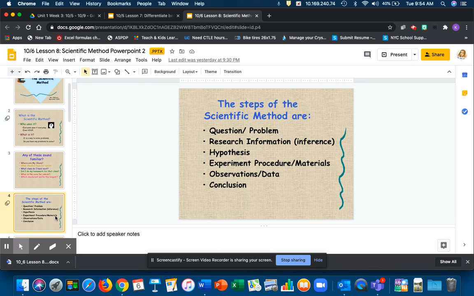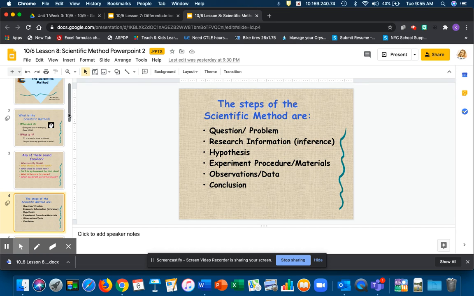As we all have already discussed, science in general, I should say, changes throughout time. So the wording has changed throughout time. However, the meanings still stay the same. The steps are still the same.